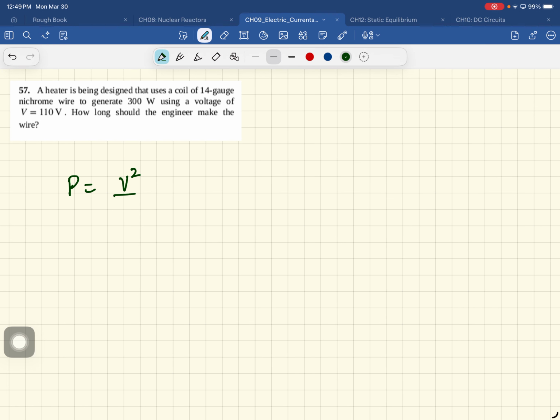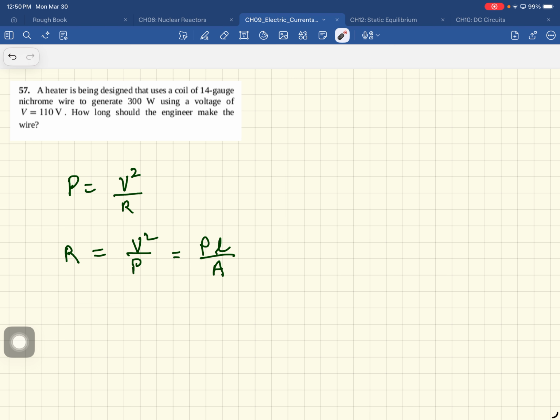Power is V square over R. So R is V square over power. So this would be the resistance you want. And what is the formula for resistance? It's rho L over area.